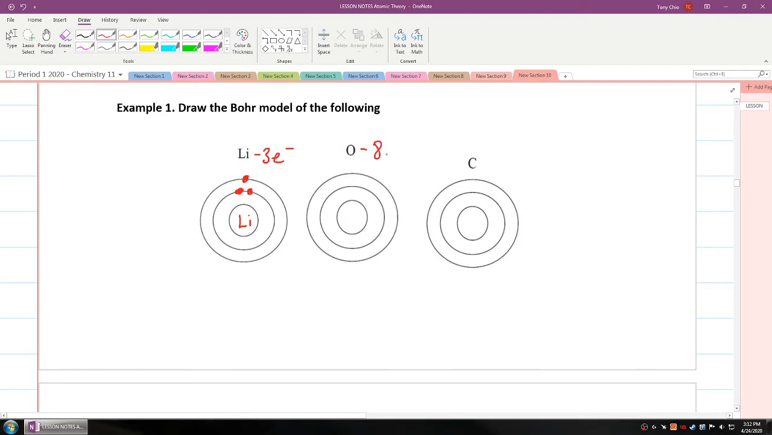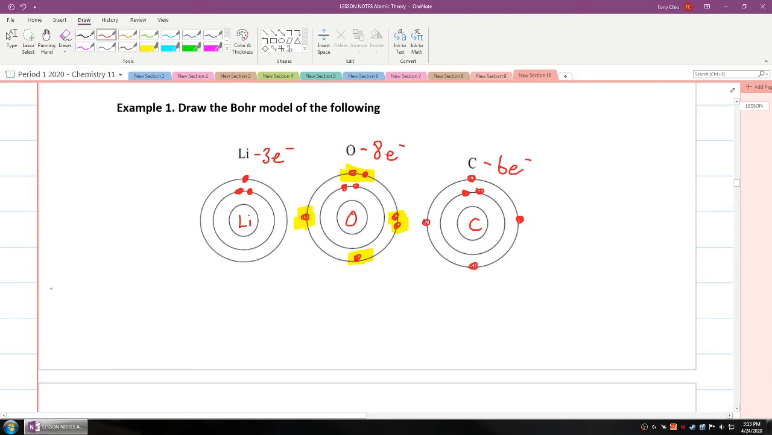Oxygen has 8 electrons. So the first 2 again go in the first shell. Now there's 6 more to go, so it goes north, east, south, west. That's 6 of them. 7 and 8. Now note how these electrons are filling in only these regions, and that will come into play when we continue on in the rest of this lesson, why they fill in that order. Lastly, carbon. Carbon has 6 electrons. So again, the first 2 go in the first shell, the next 4 go here. So they do not pair up yet.